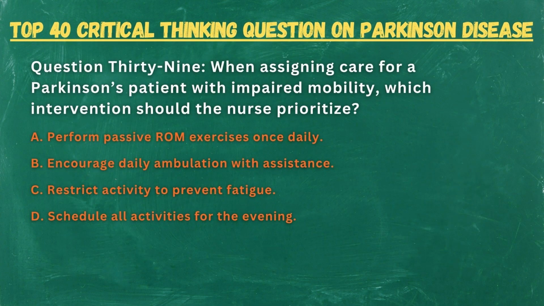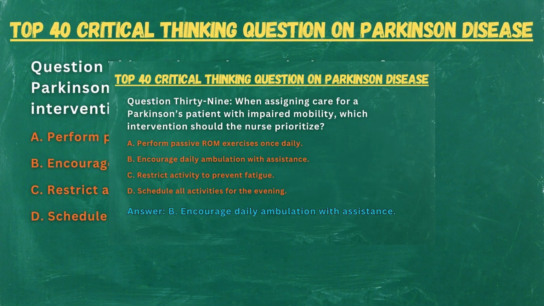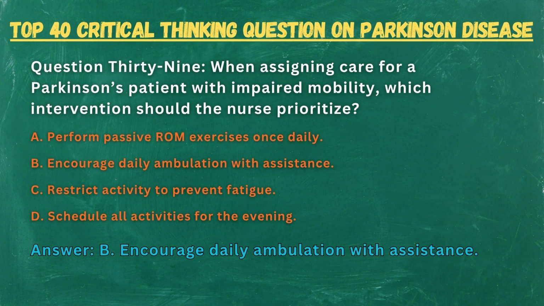Question 39. When assigning care for a Parkinson's patient with impaired mobility, which intervention should the nurse prioritize? A. Perform passive ROM exercises once daily. B. Encourage daily ambulation with assistance. C. Restrict activity to prevent fatigue. D. Schedule all activities for the evening. Answer: B. Encourage daily ambulation with assistance.